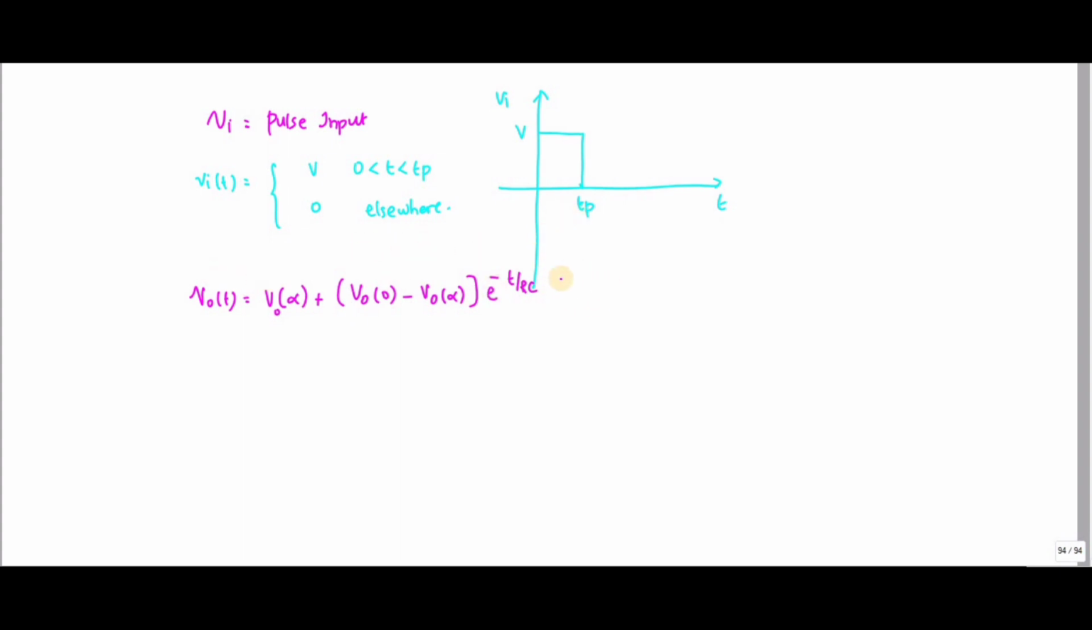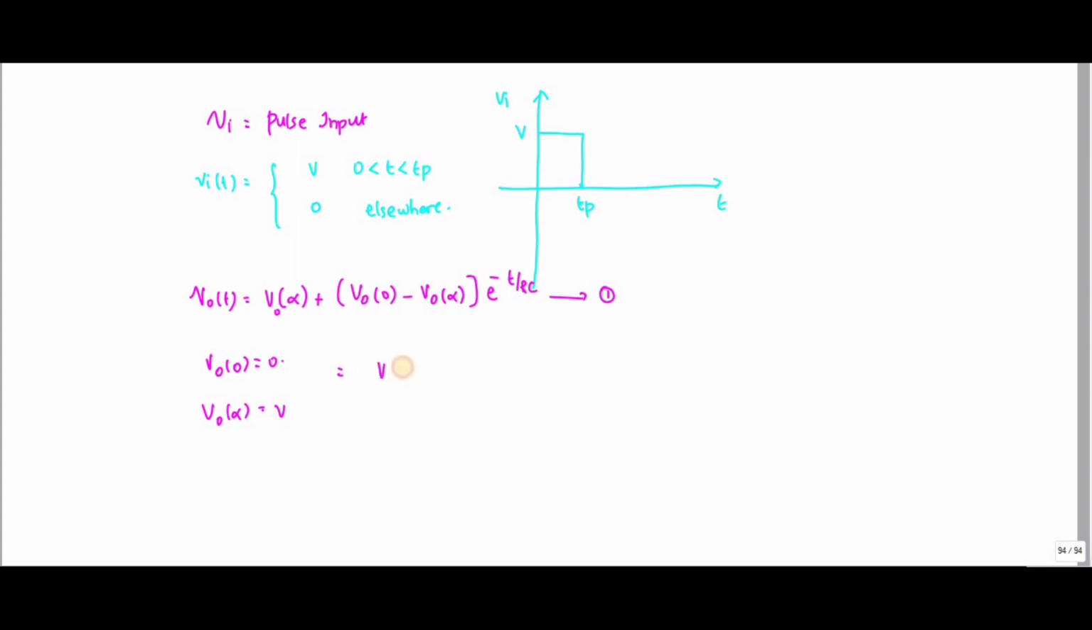So this is the general equation. In that, you have to substitute this value. Initially, the output will start from 0, right? So V naught of 0 is nothing but 0, and V naught of infinity tends to reach V, right? So you substitute it here.